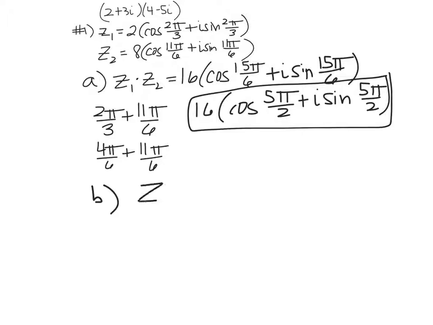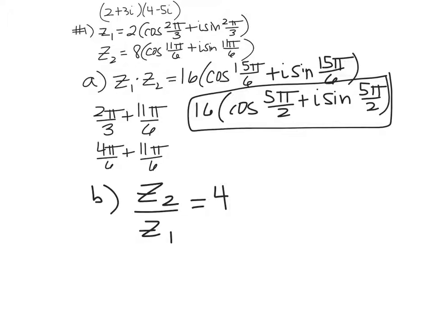Let's do Z2 divided by Z1. To divide these, you take the r's and you divide them. So we get 8 over 2, which is 4. Now I'm going that way. I'm going Z2 divided by Z1. So it would be Z2's r over Z1's r.